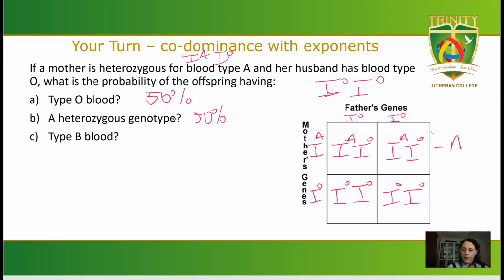Well, these two are going to be A-type, and these two are going to be O-type. None of them are going to be B-type. So chances of you getting a B-type child from that combination is 0%. None at all.